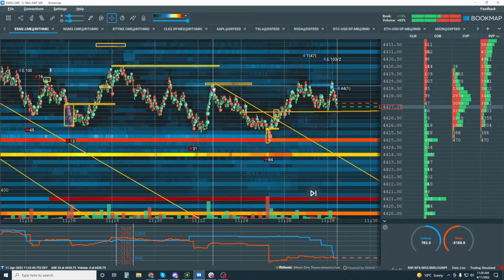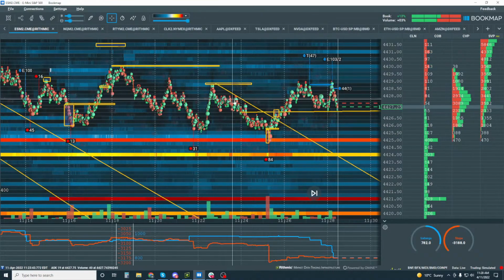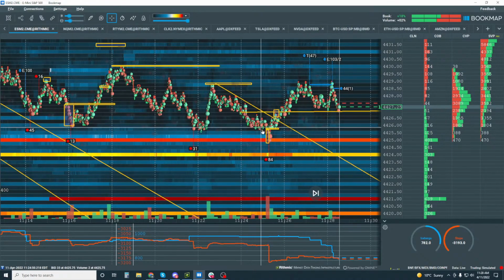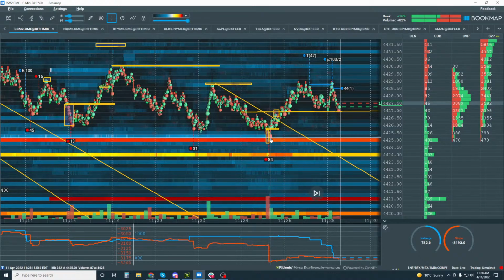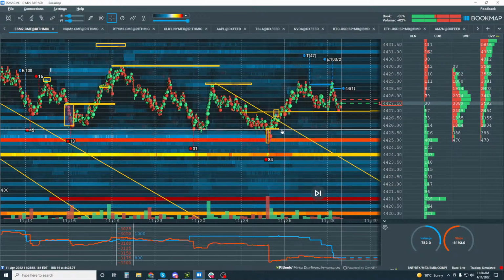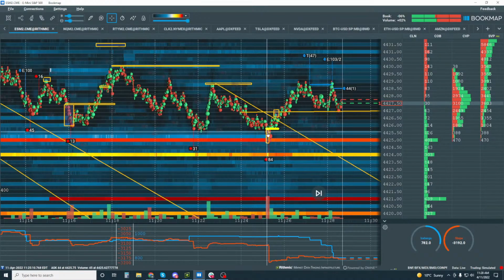Now, if we saw in this scenario strong and consistent buying, maybe starting up here, maybe around here, all the way down, it's more likely we're going to get a continuation. But we only got the selling down here.